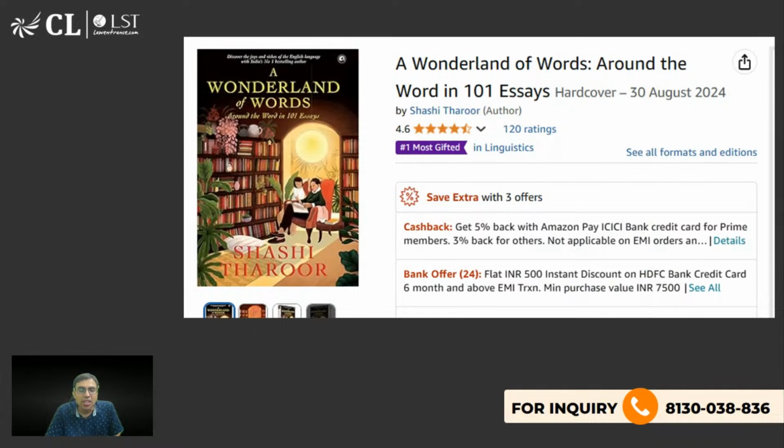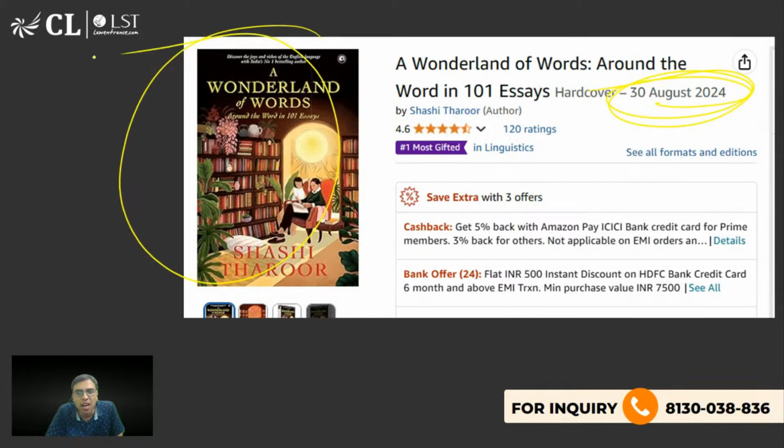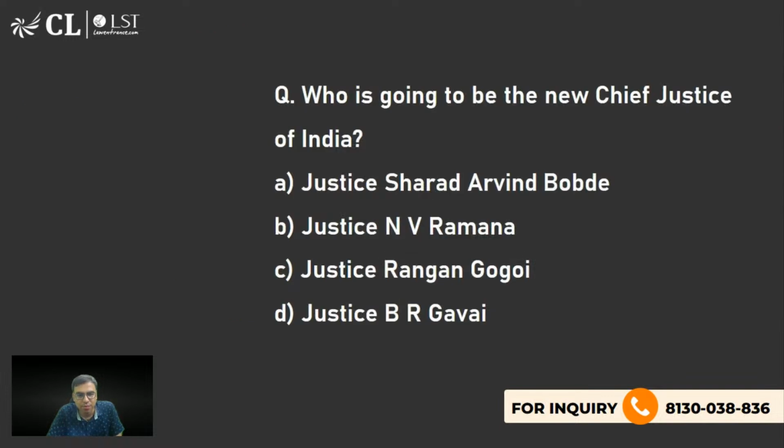Now another book, by Shashi Tharoor. I have seen that questions come from his books many times. So this is the recent one, launched in 2024, A Wonderland of Words: Around the World in 101 Essays. So that is what you should also remember by Shashi Tharoor. So these are the prominent books you should know.